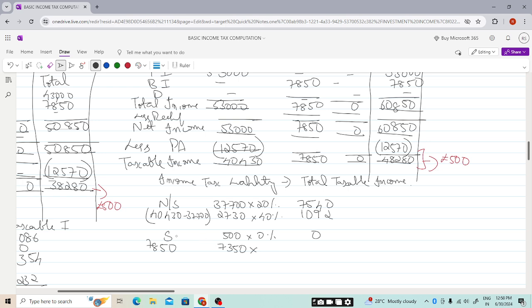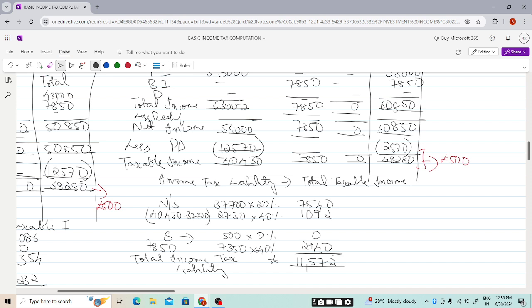Higher rate band, saving income. What is the tax rate? 40%, same as non-saving. So this will give rise to 2,940 as your income tax liability. Your total income tax liability will be 11,572 pounds. Total income tax liability.